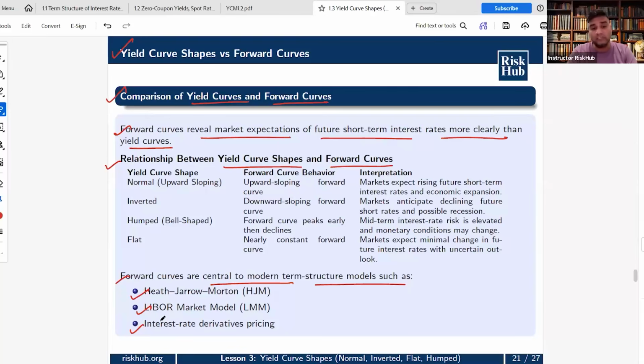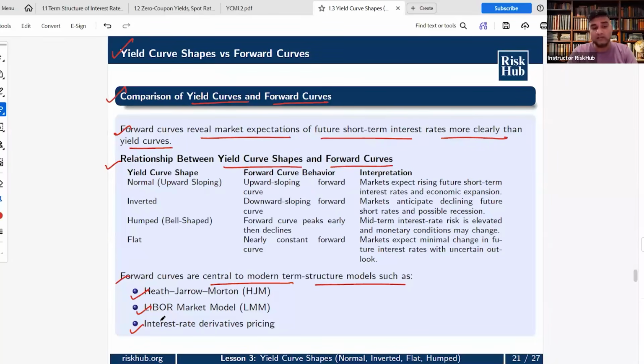A 4-row table mapping each yield curve to the corresponding forward curve behavior, plus 3 applications of forward curves. Terms defined here: forward rate, the interest rate agreed today for a loan that starts at a future date and ends at a later date. Forward curve is those forward rates plotted against the start date. HJM, Heath-Jarrow-Morton, is a term structure model that specifies the dynamics of the whole forward curve directly. LMM is the LIBOR market model, a model that specifies the dynamics of a set of discrete forward rates directly.